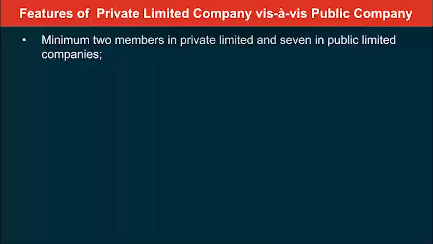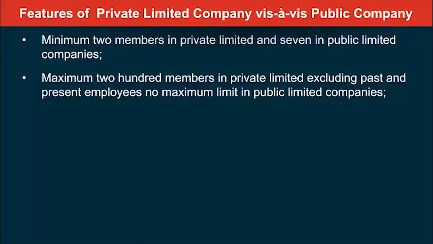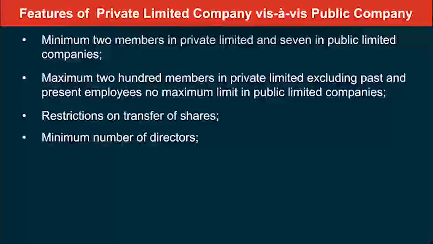There are features of private limited and public limited companies which I'll tell you in brief. One is the minimum number of members: in private limited it is 2, in public limited it is 7. The maximum number of members in private limited is 200, excluding past and present employees. In public limited there is no maximum number. Restriction on transfer of shares is the norm in a private limited company; you have to put it in your articles. In a public limited company, there is no restriction on transfer of shares. The minimum number of directors in private is 2, in public is 3.